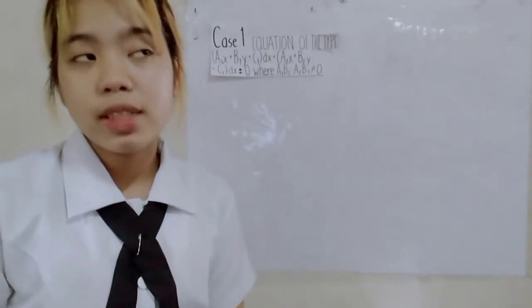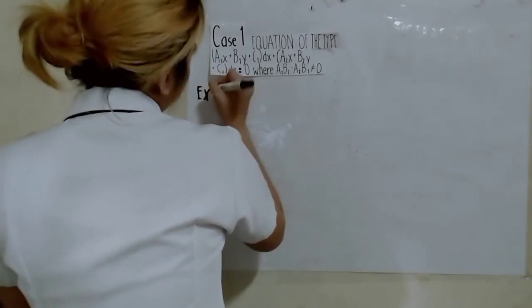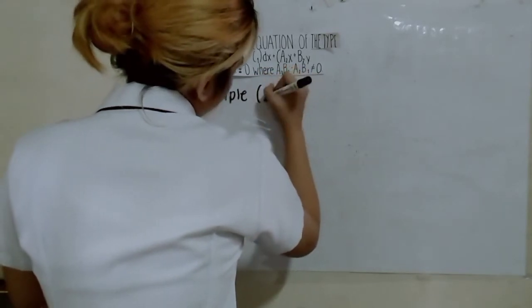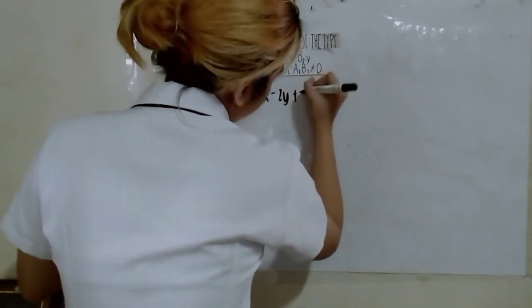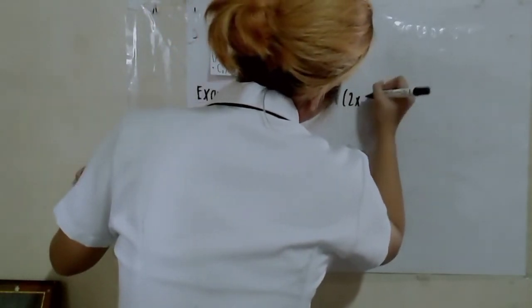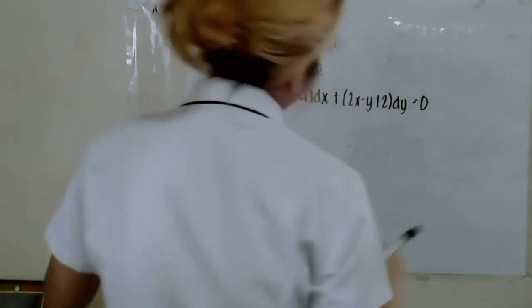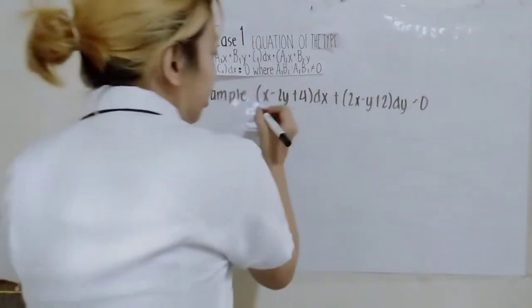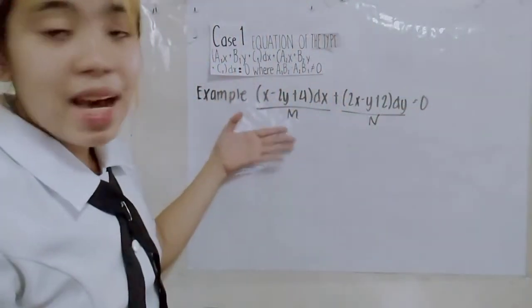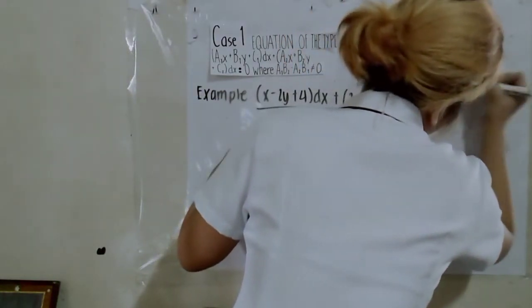So ngayon, magproproceed tayo agad sa isang example. Our example equation is x minus 2y plus 4 dx plus 2x minus y plus 2 dy is equals to 0. So this is our m, and this is our n. Nakikita naman natin na siya ay linear, pero hindi homogeneous.